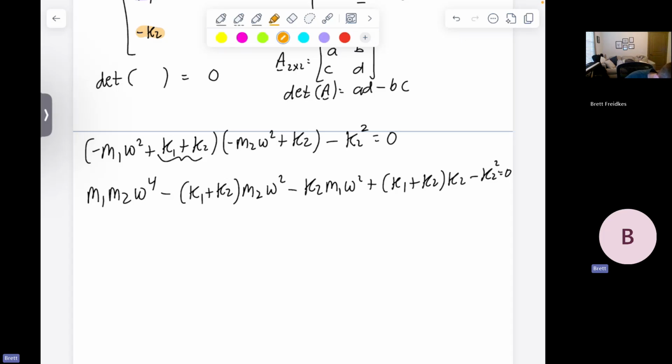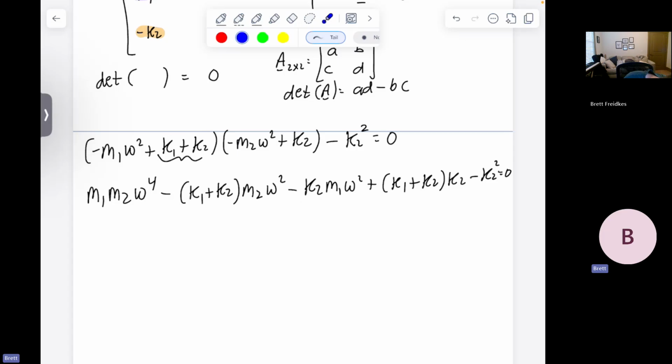I'm going to double check that to make sure I didn't make any mistakes. If I do the first terms, I get the negatives go away, M1, M2 omega to the fourth. That seems okay. I'm going to multiply this term by this term. You get negative because of this negative sign, K2 plus K1 times M2 omega squared. That seems okay. I'm then going to multiply this one by this one. That'll be negative M1 K2 omega squared.